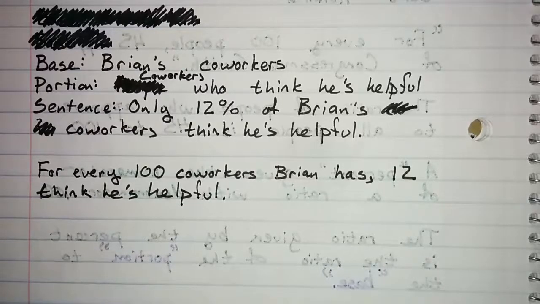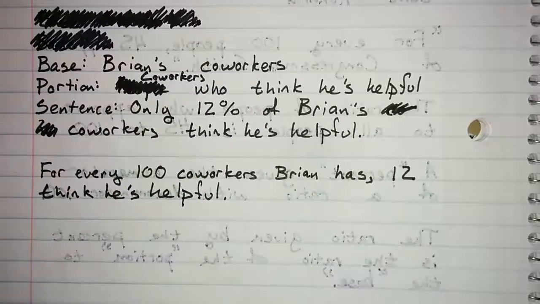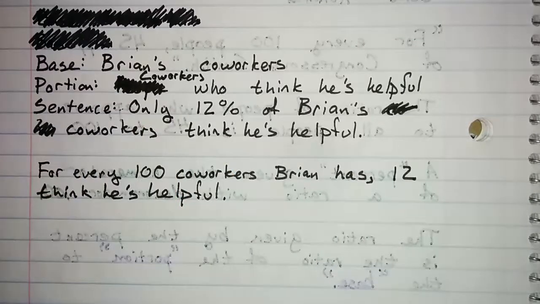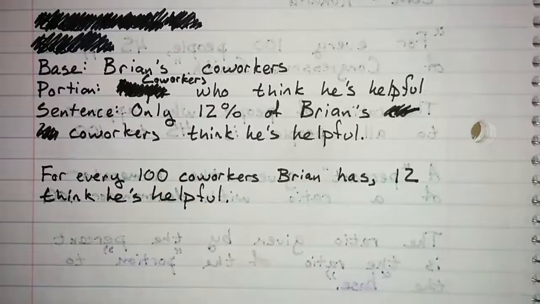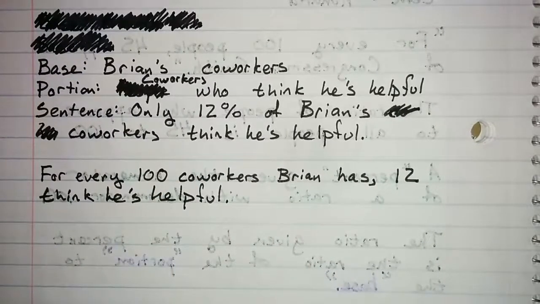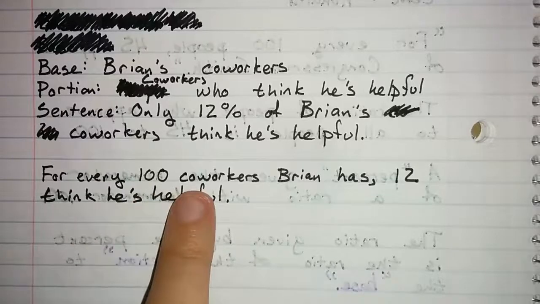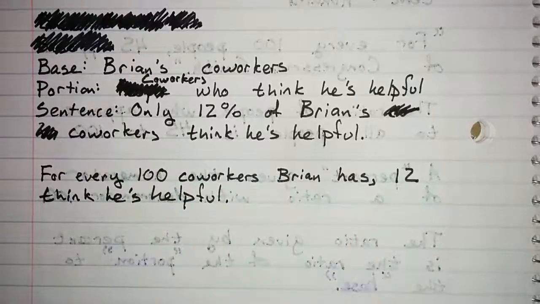That would be a short way to phrase it. We might say 12 of them think he's helpful. We might throw in this only from the original sentence because that's a pretty small number. There are different ways we could write this sentence, but it has to capture this idea that the ratio of coworkers who think Brian's helpful to all coworkers is the ratio 12 to 100.